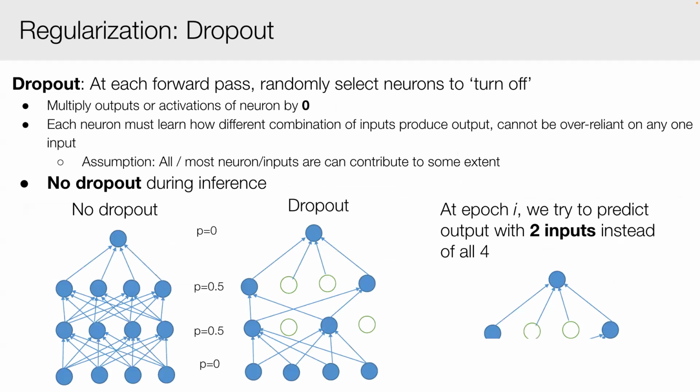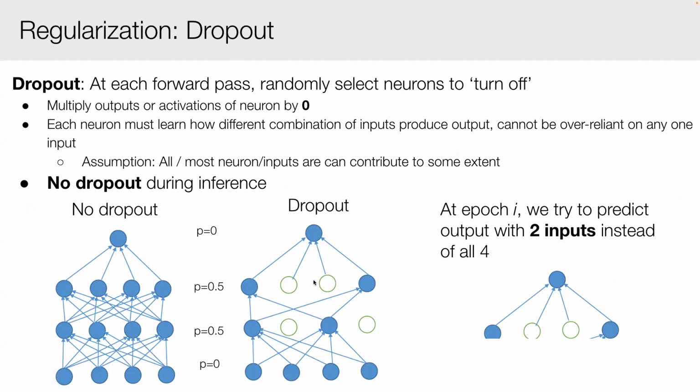technique, which is called dropout, right? And this has nothing to do with the loss function. This is more of an implementation detail during training. But again, we have this neural network, just a normal neural network. And the idea is we want to randomly select neurons at every single forward pass to turn off, right?